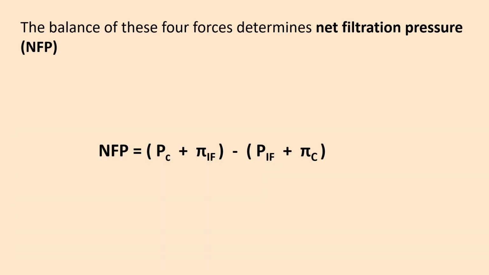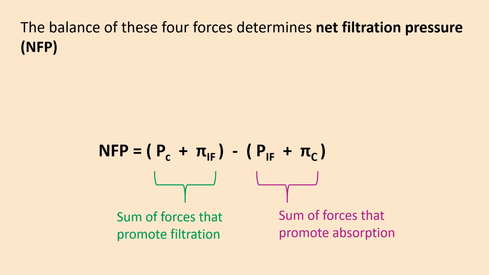So for any point along the length of a capillary, we can add up those four forces and determine net filtration pressure. And net filtration pressure will tell us whether filtration is happening at that point or absorption is happening at that point. Net filtration is determined by adding together the two forces that promote filtration, and from that, subtracting the sum of forces that promote absorption.